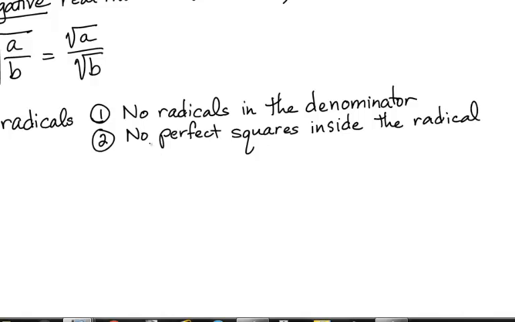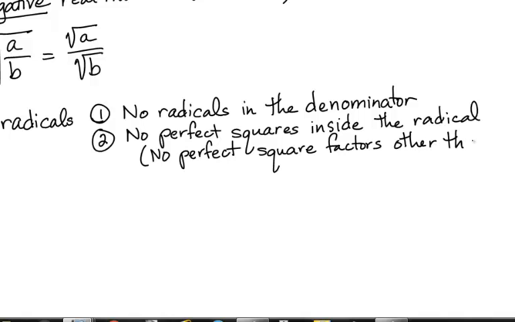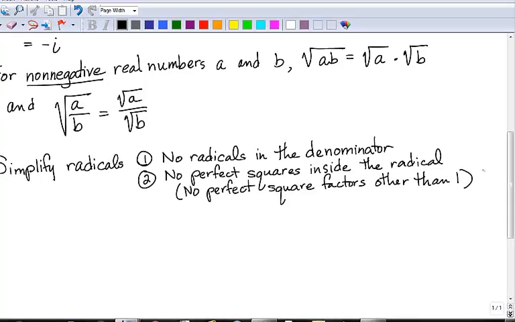Another way to say that is no perfect squares. No perfect square factors other than 1. So it's very similar to National Reduced Fractions Day. You have to simplify all the radicals. Okay.